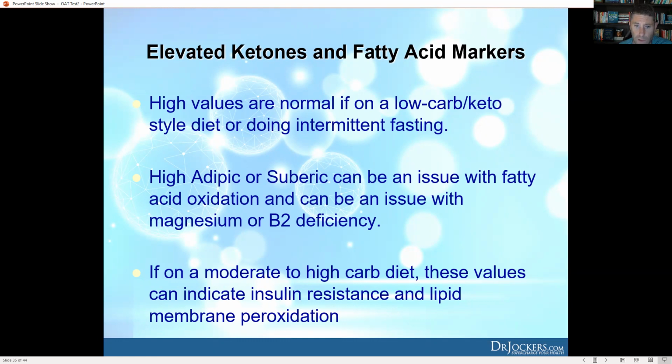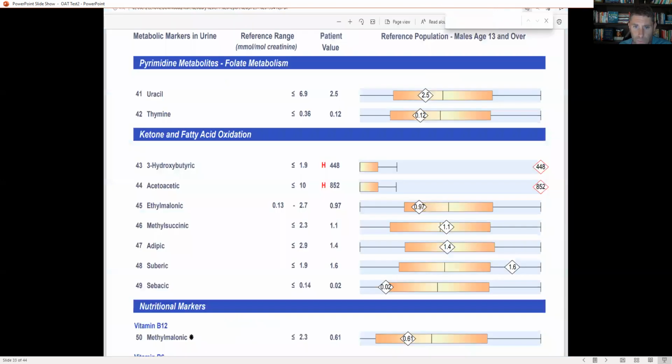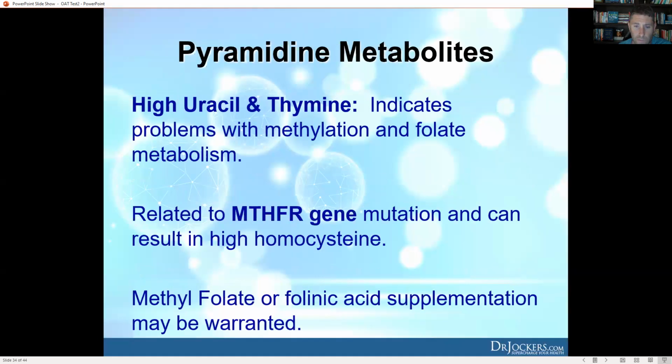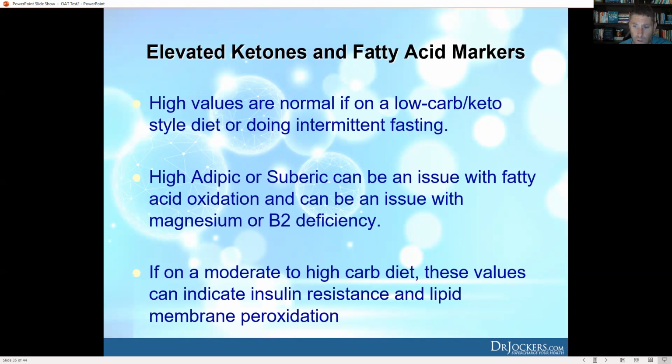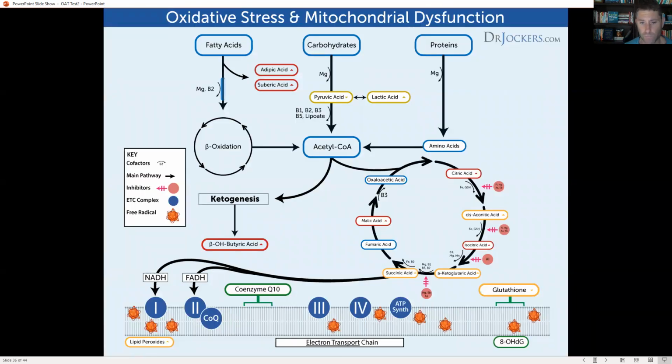If someone is on a moderate to high carb diet and you see any of those values, they can indicate insulin resistance and lipid membrane peroxidation. So we have lipid membranes, a bilipid layer around every cell of the body. And we can have oxidative stress that damages that lipid membrane, and some of these metabolites can be elevated with that. So, if we're seeing a lot of those, that can definitely be a sign of basically inflammation affecting our cells, right? And so definitely a big issue, especially if we're seeing that with mitochondrial markers, definitely something to be concerned about. Body's really breaking itself down.